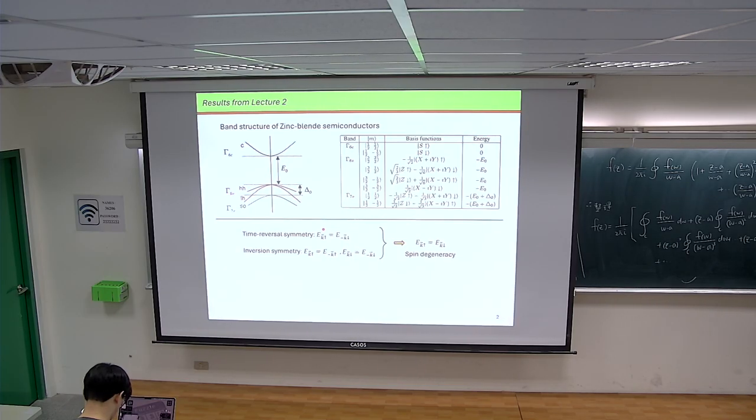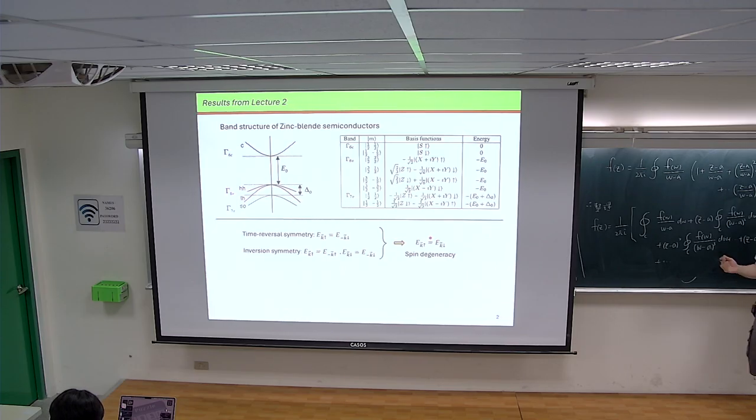Okay, so time reversal symmetry requires this equality: the energy at K spin up equals the energy at minus K spin down, because time reversal symmetry inverts K to minus K and flips the spin. On the other hand, if we have inversion symmetry, meaning K goes to minus K, and the system is invariant to this inversion symmetry, then we should have these relations. And if we combine these 2 relations, we will have a spin degeneracy.